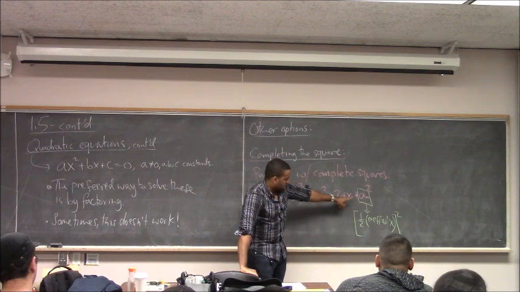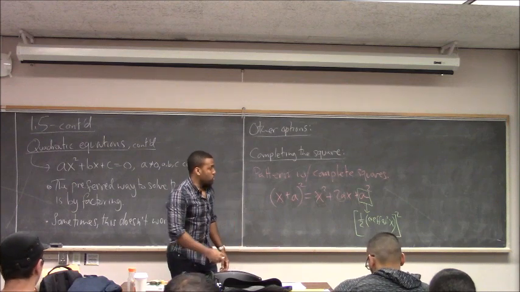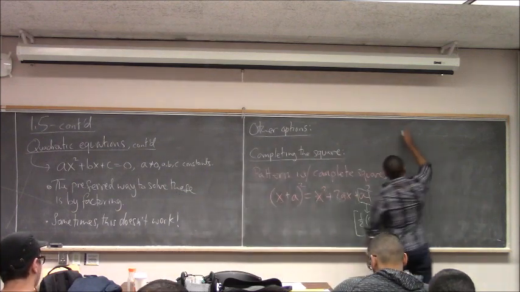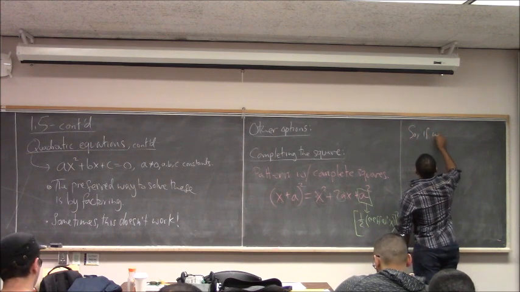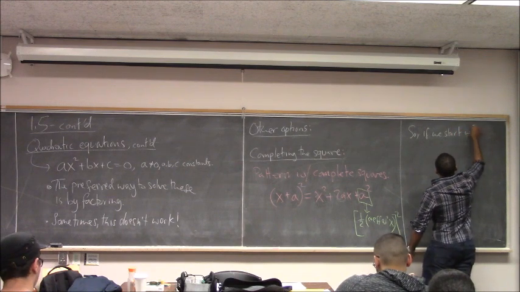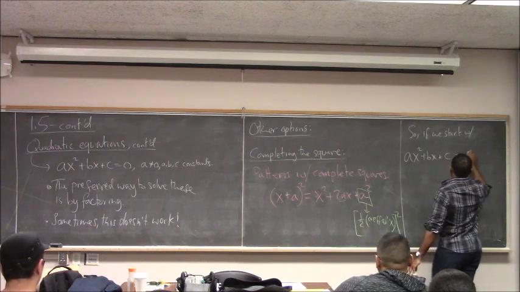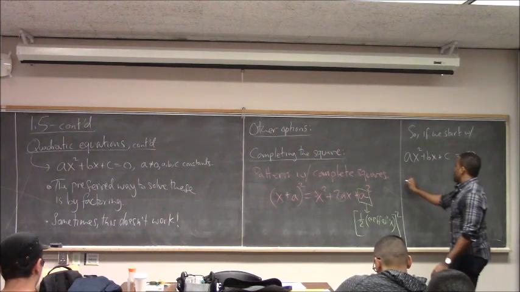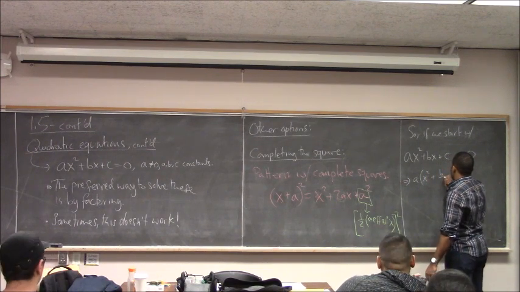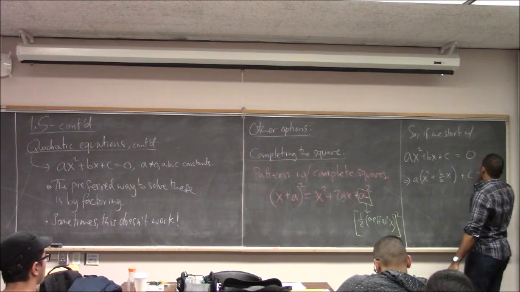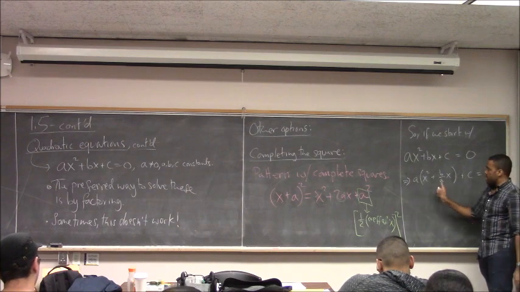And so what we can do is take advantage of that little pattern to create a complete square even though we might not have one in the beginning. So if we start with ax squared plus bx plus c equals 0, we can do the following. Let's factor out an a from the first two terms. And let's try to create that pattern inside the parentheses.